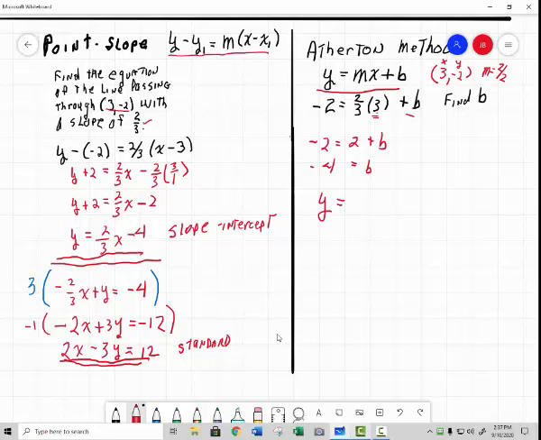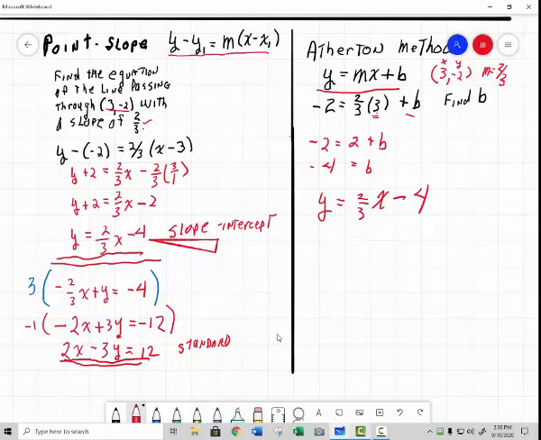Well, if I know the slope and I know the y-intercept, I know that y equals the slope 2/3 x plus b. And that's the same thing I've got over here: 2/3 x minus 4.